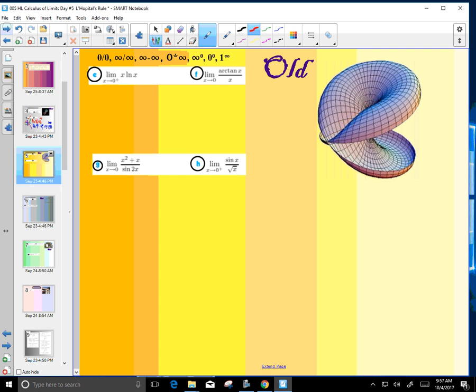Any other ones? How about on this slide? Any of these you had trouble with? H? Sure. Oh, you're going to like this one. The limit as x approaches 0 of the sine of 0 over the square root of 0. Is that 0 over 0? Yep, that's an indeterminate form.